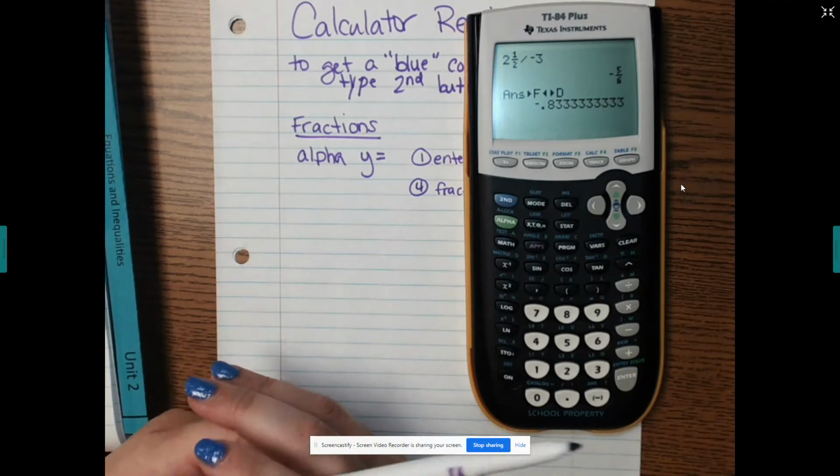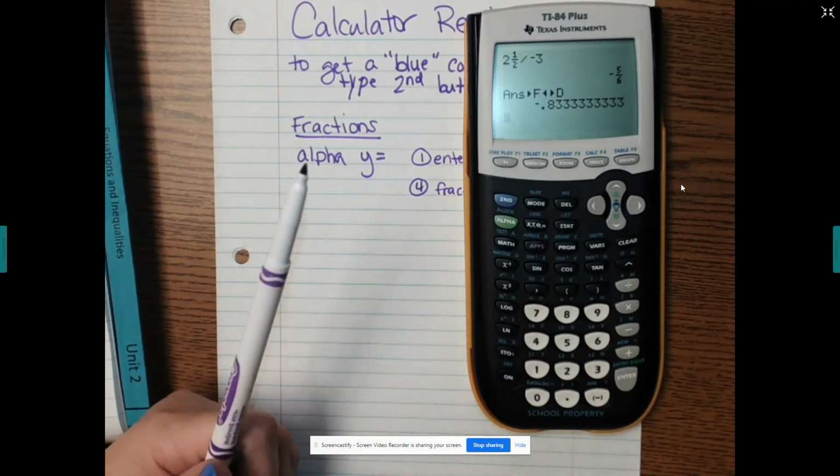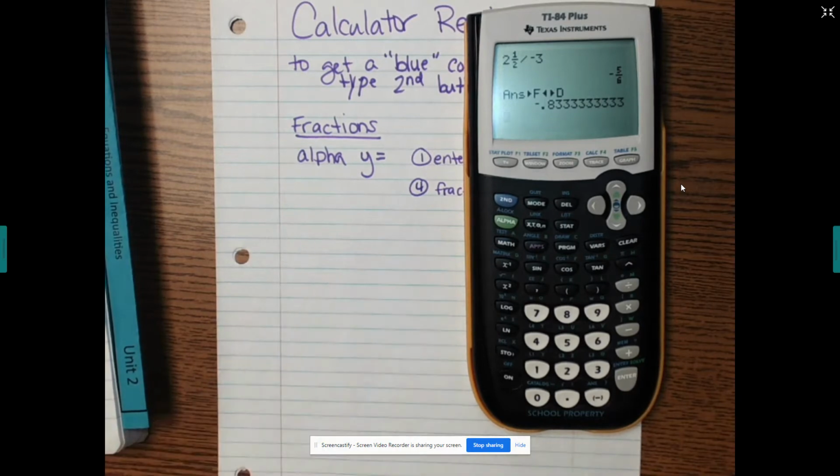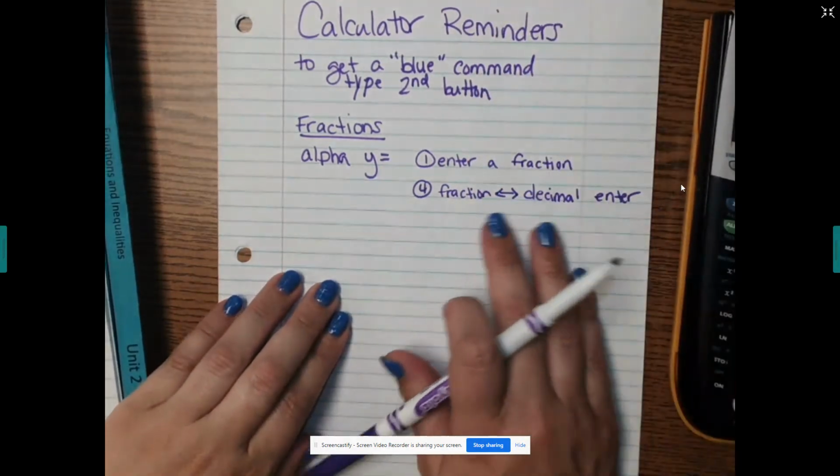Now, since I went ahead and turned it to a decimal, just for review, this is a repeating decimal. So to classify a repeating decimal, is it rational or irrational? You are correct. It is rational. Remember, repeating decimals are rational. Okay? All right, so fraction to decimal is F4.